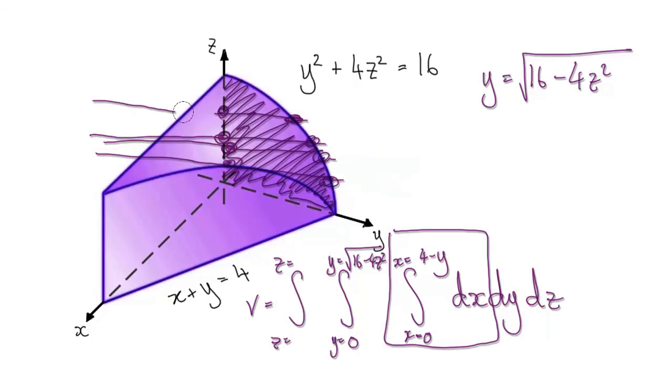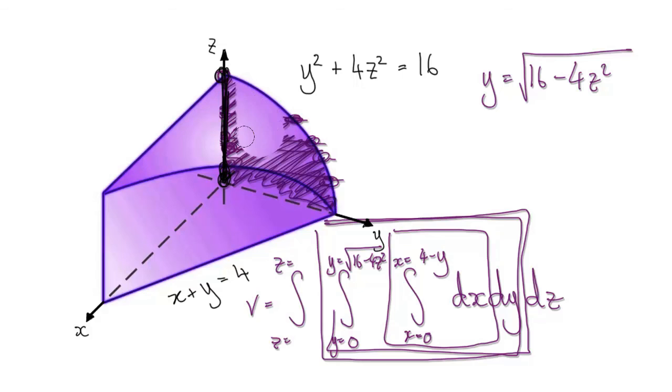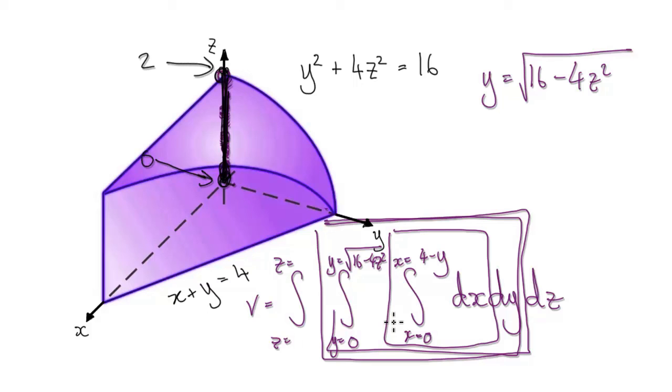Once I've taken care of the y, I'm going to lose one dimension, the y dimension. I am currently looking at this 2D area. Once I've taken care of the y, this 2D area will collapse down to a 1D line. So now I'm integrating from z equals 0 to z equals 2.